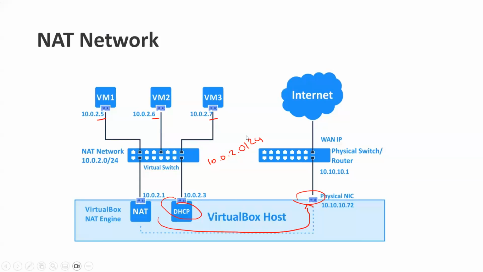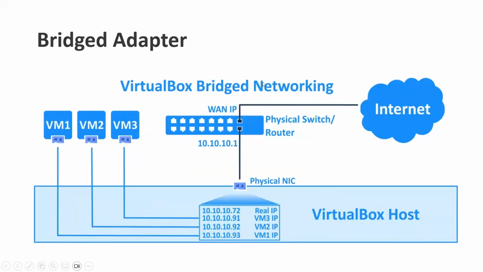Now let's go to bridge. Bridge is similar to the bridge that we had in VMware. That means that you are receiving an IP address in the same range as your physical network interface. For example, here my range of IP address is 10.10.10.1, which is my actual gateway. My physical IP address is 10.10.10.72.